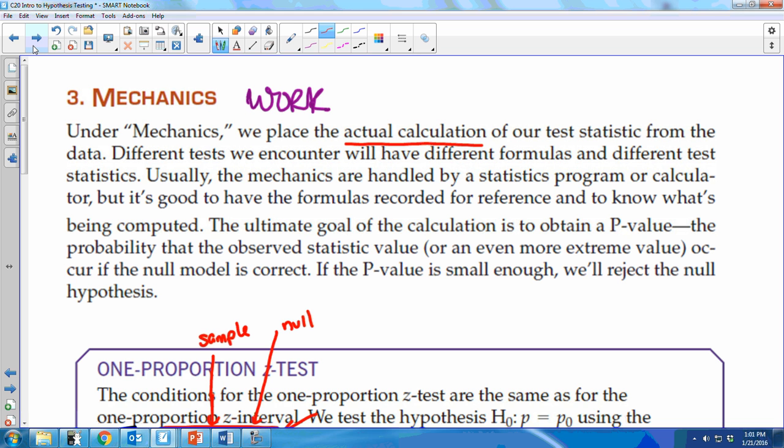Step 3 then is the mechanics. Mechanics meaning the actual calculations, the work you're going to show to do the test. Now, the ultimate goal, you want to get a probability. I want to know what's the probability in this scenario. What's the probability that I would conduct a sample and get a 17% cracking rate? That's what I'm calculating. What's the probability that I do that? So here is the math.